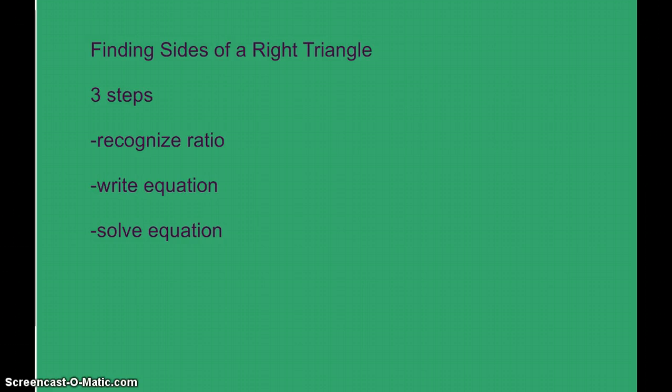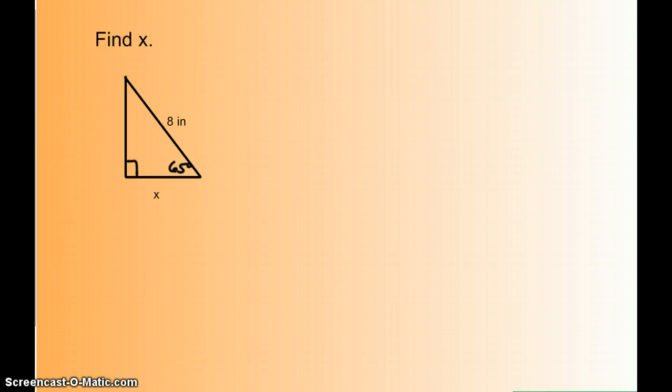First thing you always have to do is look at your triangle and recognize what you have. We have to recognize the information that's given to us and decide which ratio we can use. Once we've selected our ratio, we then will write an equation using our ratio, and to finish the problem, to get to our solution, we'll solve the equation. So those three steps we will follow all the time. So let's go ahead and look at our first example here.